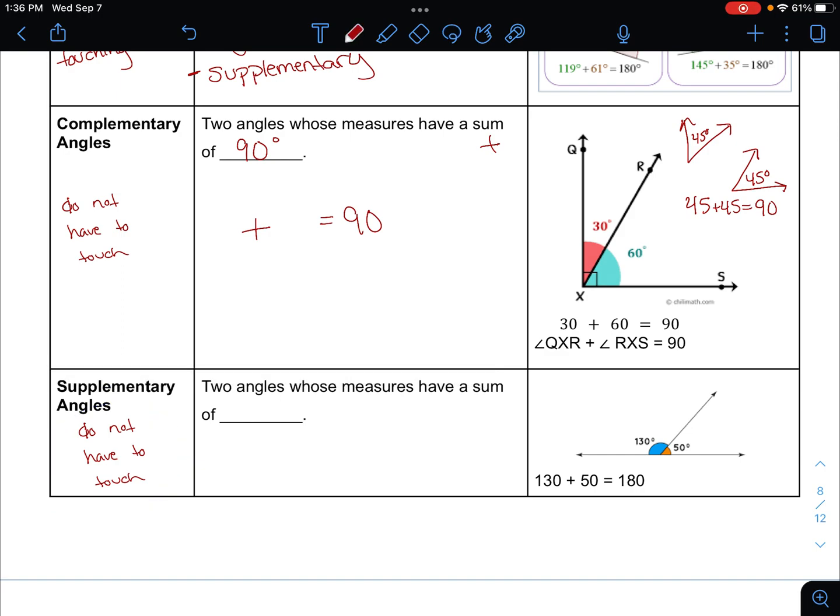Okay, supplementary angles are going to have a sum of 180 degrees. So again, we're adding. So we add to equal 180. Okay, 130 and 50 add up to 180. In this picture, they're also adjacent and a linear pair, but they don't have to be. If I had a 110-degree angle and a 70-degree angle, those two angles are still supplementary angles even though they are not touching.